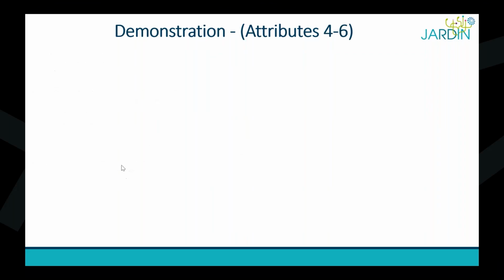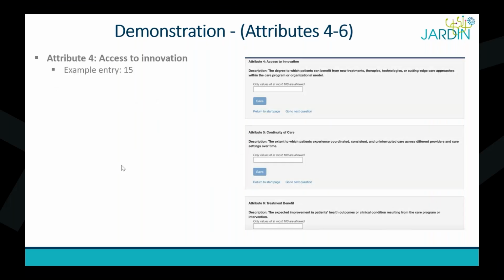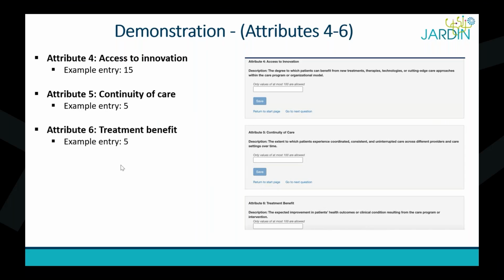If you go to the next slide, please. So then you see other attributes, access to innovation. It's important for me as an expert, and then I give it 15 points. Well, continuity of care, it's important, but it's less important compared to the others, and then I give it 5 points. Treatment benefit, I give it 5 points. And so far, the total, as you can see, is 75 out of 100, and I still have 25 points to allocate to the remaining attributes.